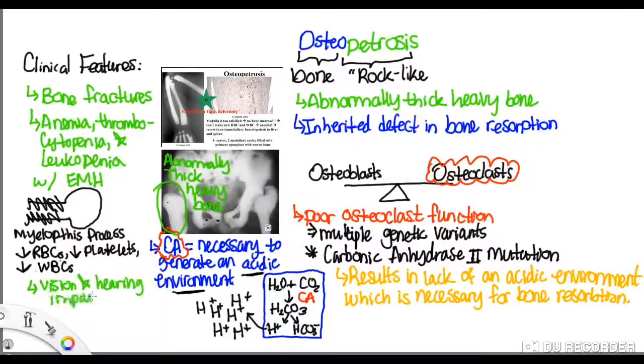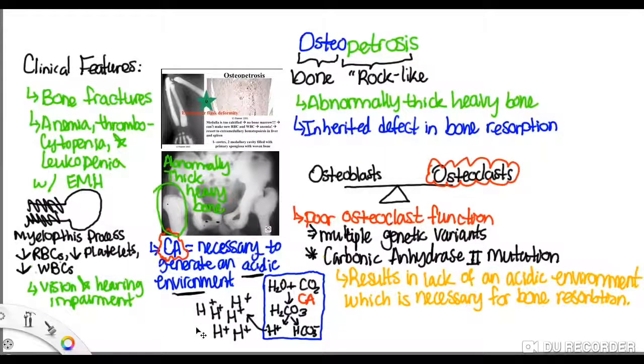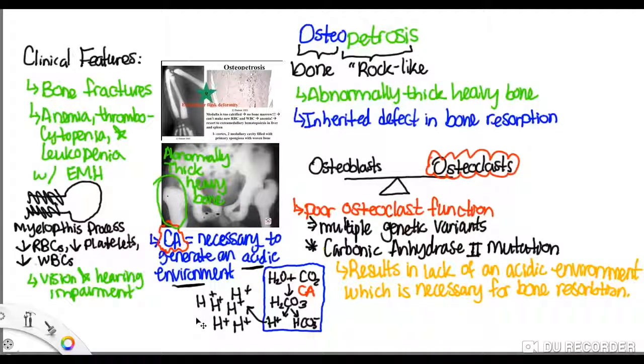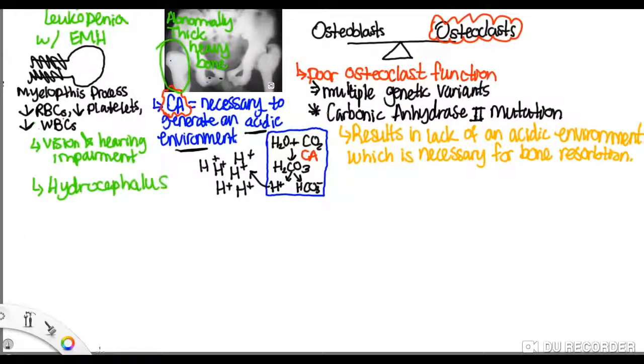Patients can also develop vision and hearing impairment. This is due to the thickening of the bone that compresses the cranial nerves as they try to exit the skull, and hence they end up with these impairments of vision and hearing. Patients present with hydrocephalus. This is due to thickening of the bone at the foramen magnum. Patients can also develop renal tubular acidosis. This is when patients develop metabolic acidosis within the blood due to a defect in the tubules. This is seen with a carbonic anhydrase deficiency.